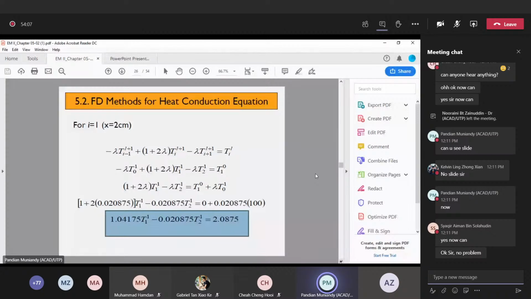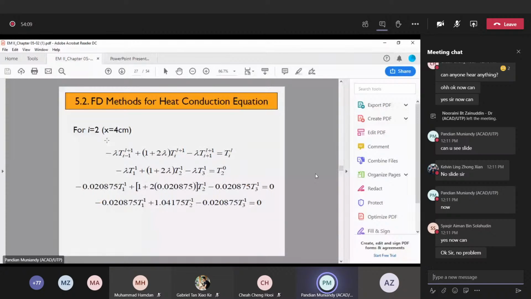And then you move on to I2. I2 meaning at x 4 cm. The equation is the same, general equation. But the values are different. This one minus lambda. Minus 0.020875 T11 plus, because I is 2 now, so T subscript 1, 1 plus 2 lambda. Your I is 2, so T12 minus lambda. T31 equals to I is 2, T20. This one is minus lambda T31, T12, T11.